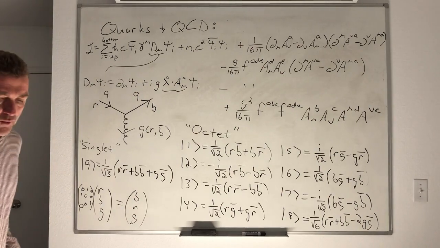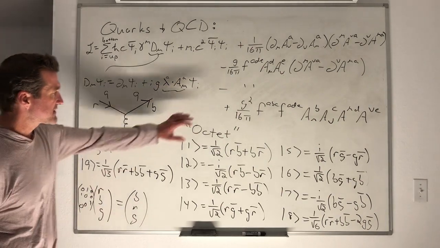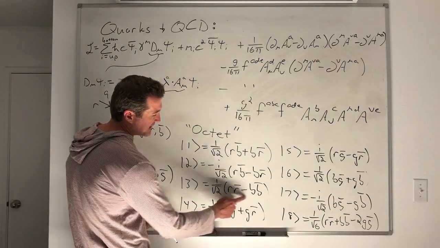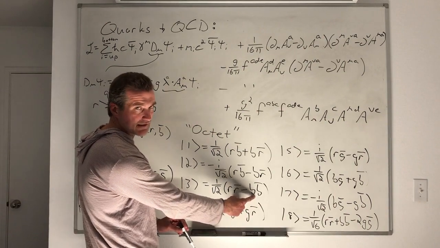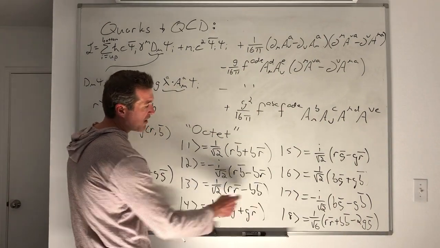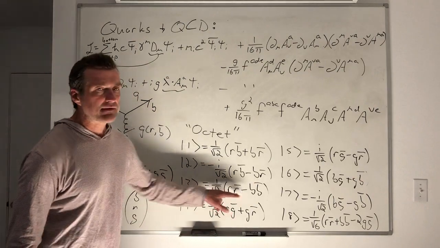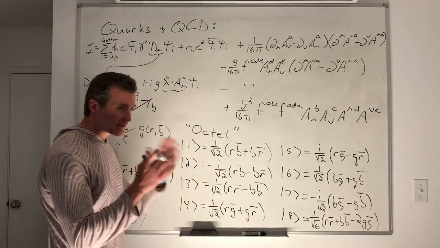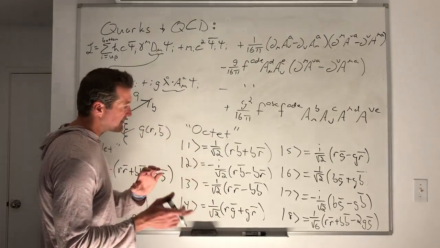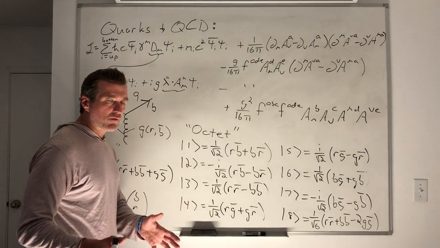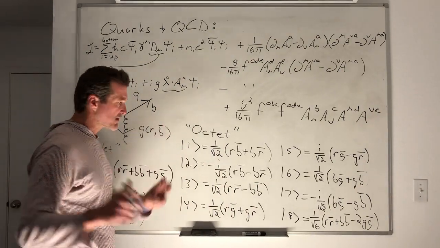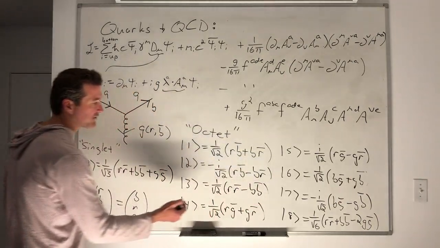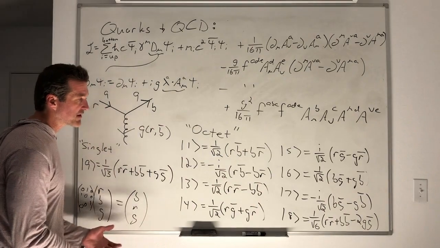So I just want to point out, in this set of octet states, this particular one, number 3, might look colorless because it's red, red bar, blue, blue bar, but it can be impacted by an SU3 transformation. So even though it doesn't have any color, like I'm looking at red and anti-red and anti-blue, what you really want to think about when deciding whether this is colorless or not is whether this transforms or doesn't transform under an SU3 transformation.